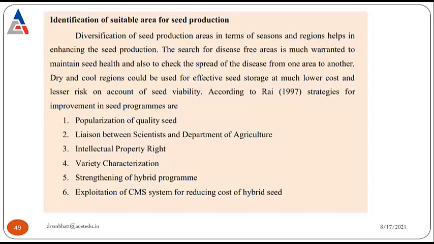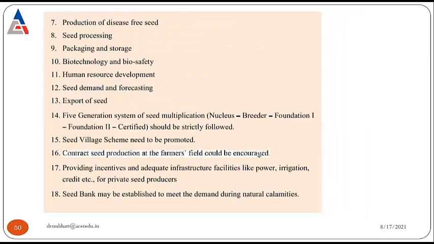What are the different strategies in the seed improvement programs? Popularization of quality seed, liaisoning between the scientists and the department of agriculture, production of intellectual property, variety characterization, strengthening of the hybrid program, exploitation of the CMS system for the cost of hybrid seed, then production of disease-free seed, seed processing, packaging, storage, biotechnology, biosafety, human resource development, seed demand forecasting, export of seed, and the five generation system of seed multiplication: nucleus to breeder, breeder to foundation one, then foundation two. Foundation two is a certified seed.